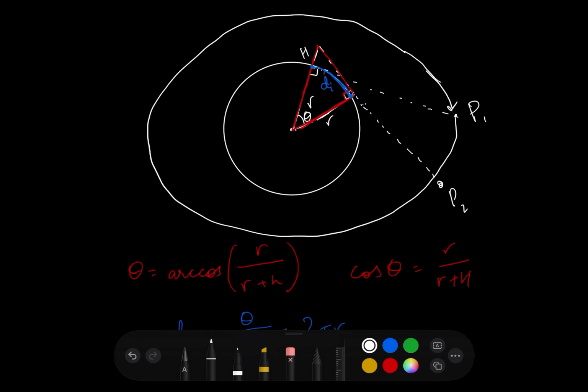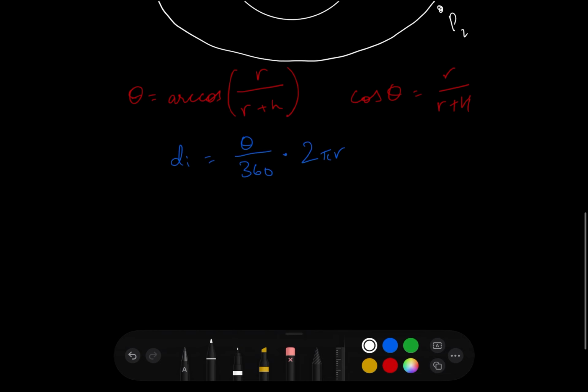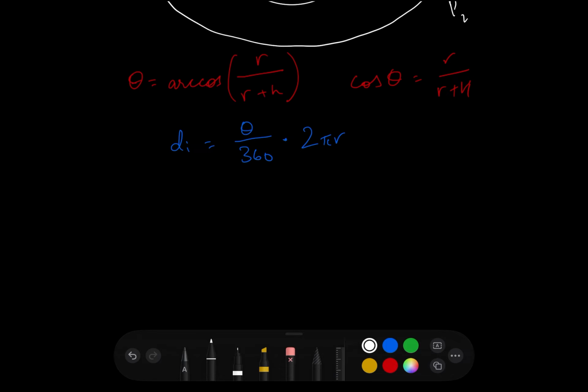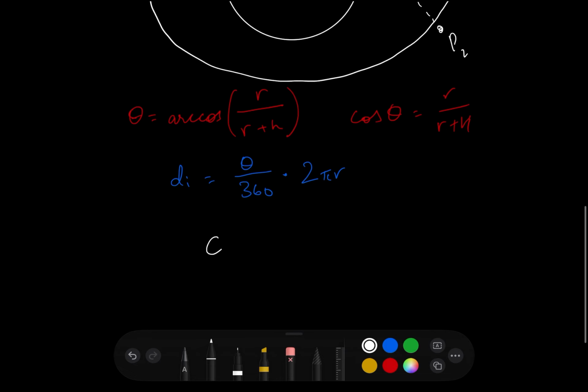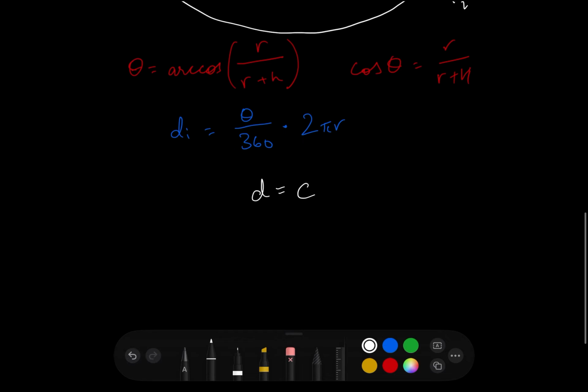And that's going to be 24 hours. And so we can then deduce that in 24 hours, the distance traversed will be the circumference of the Earth, C. So when d is equal to c, d is equal to 2 pi r, and it is also equal to d theta times the number of seconds in a day, so that's 24 times 3600 by 11.1.